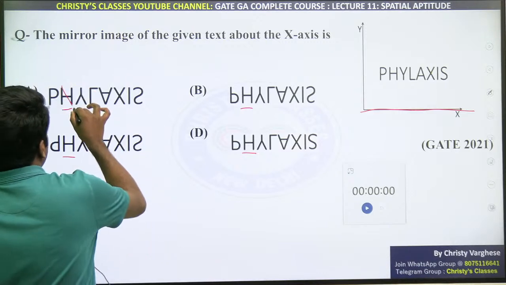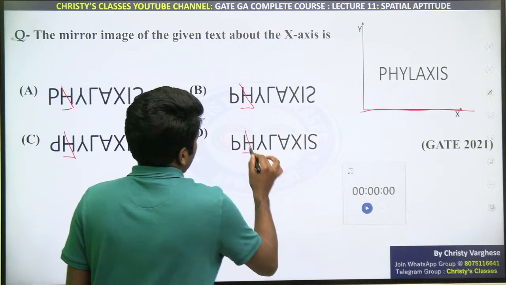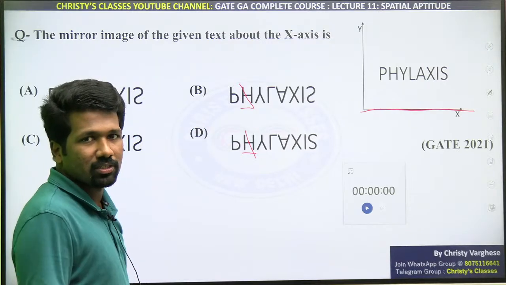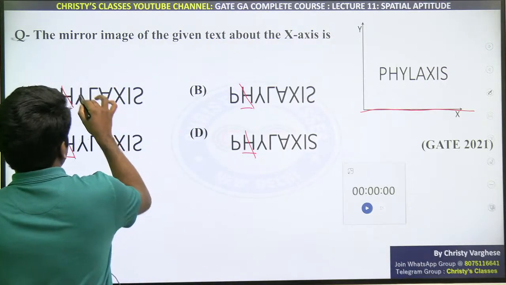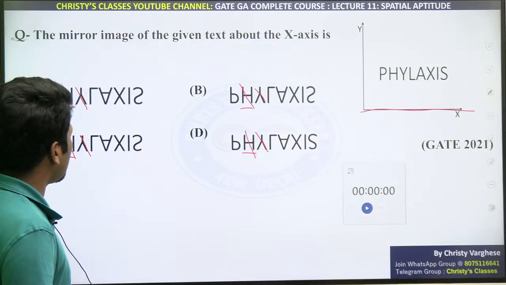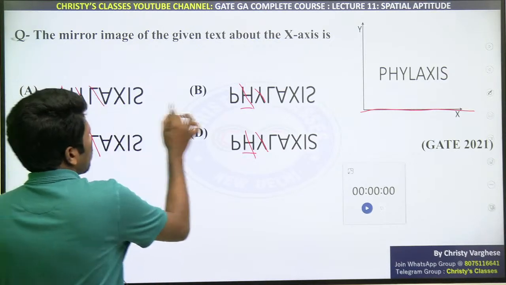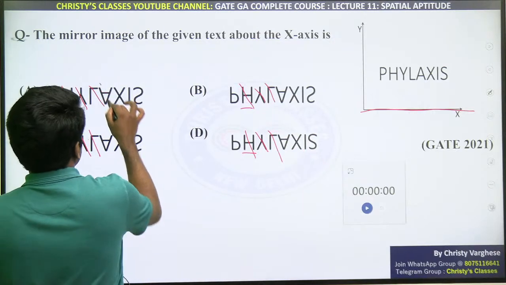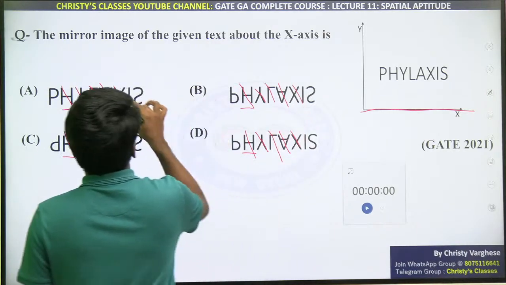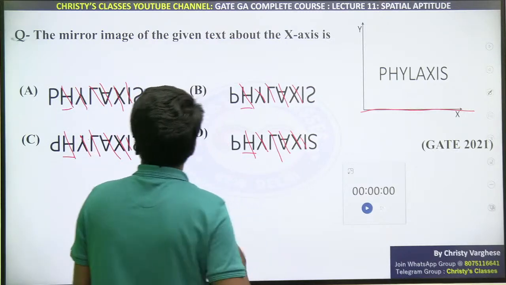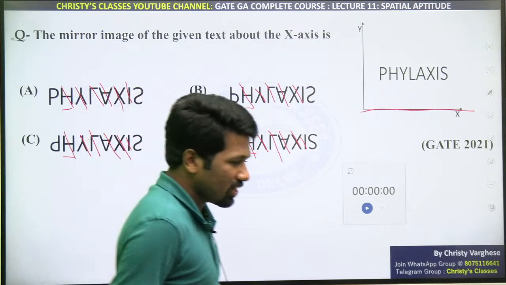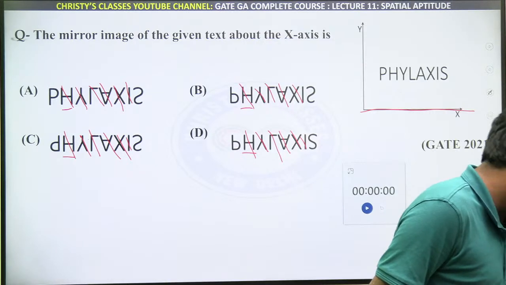First thing you can do is look at each option, and identical letters ko delete kar sakte hain, kyunki identical letters answer ko change nahi karenge na. You don't have to analyze H here because H is looking the same in all four options. Checking it is a waste of time. Y's reflection also looks the same in all four options, so don't analyze it. L also looks the same, a also looks the same, x also looks the same, i also looks the same. Can you see this? So that means only two letters are different: P and S. Unka reflection hi different hai. Baki sab reflection same hai na.